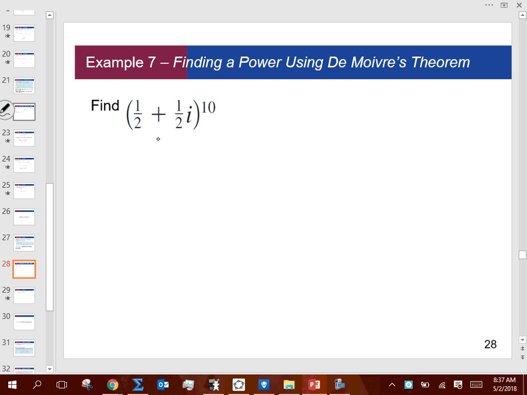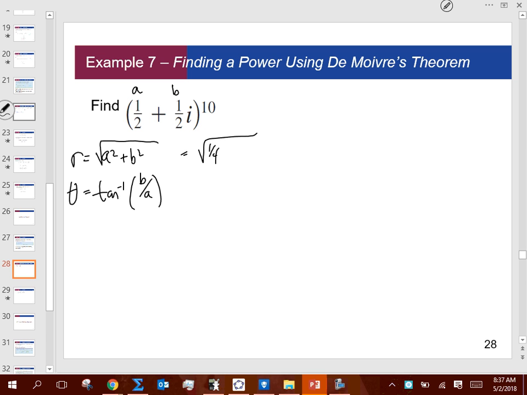So what we want to do, we're going to change this into polar form. Remember, polar form, your r value is that, and theta is going to be that, where this is your a and that 1/2 is your b. So when I square that, I get 1/4, and when I square that, I get 1/4. So it gives me the square root of 1/2, which we know rationalizes hopefully as radical 2 over 2. So there's my r value.